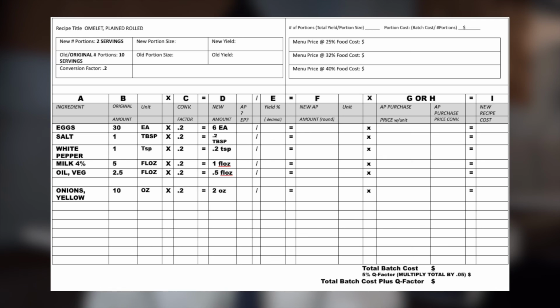Back to our exercise. Once you've plugged in your conversion factor in column C, which is 0.2, then you're going to do some math. Notice there are little blue clues up here at the top that tell you what you need to do for your math. Note the backslashes are division. So between columns B and C, you're multiplying by your conversion factor, and column D is what you're going to need for each ingredient to only make 2 omelets.